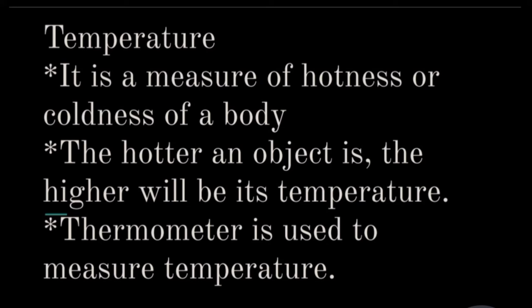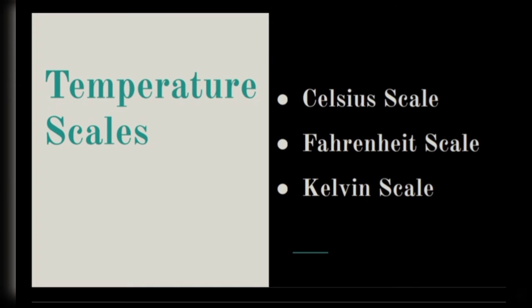Now we will look into different temperature scales. We use a ruler for measuring the length. It has centimeter and inch scales on it to indicate length in centimeter or inch. Similarly, there are three units of temperature: degree Celsius, degree Fahrenheit and Kelvin. Accordingly, there are three different temperature scales: Celsius scale, Fahrenheit scale and Kelvin scale.